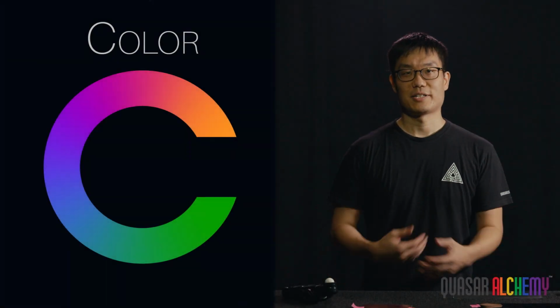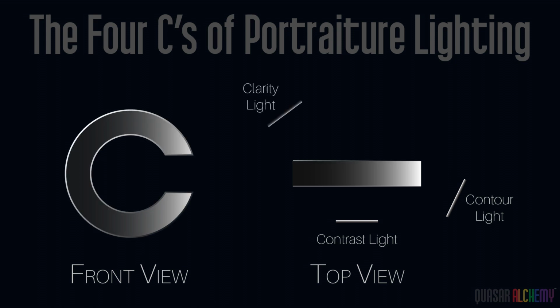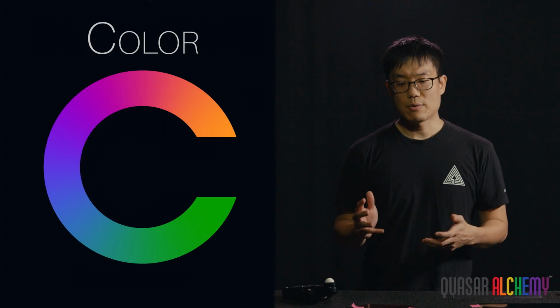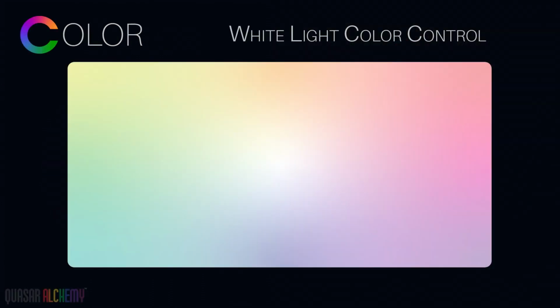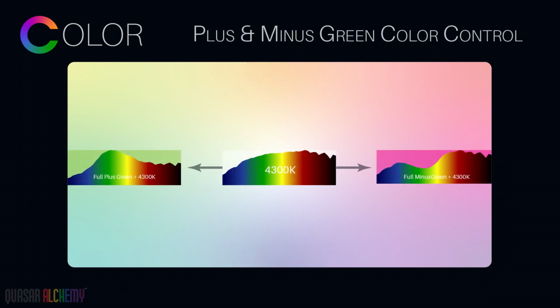So let's talk about color now. We've already discussed contour, we've already discussed contrast, and we've discussed clarity. So let's talk about how color can enter into this entire world of lighting to help define your subjects. First, I wanted to discuss the dimension of white light in terms of its color. Now, white light could have two different axes. You've got orange and blue, and you've got green and magenta.